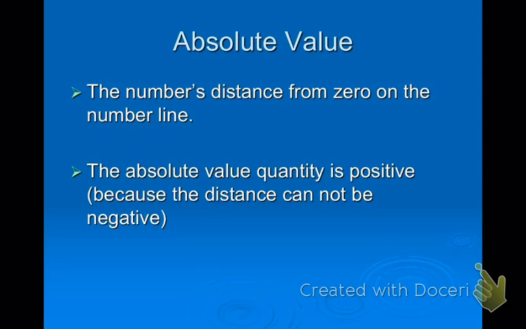Okay? Absolute value of 2 is positive 2. Absolute value of negative 2 is positive 2. That's 2 from 0. Okay?